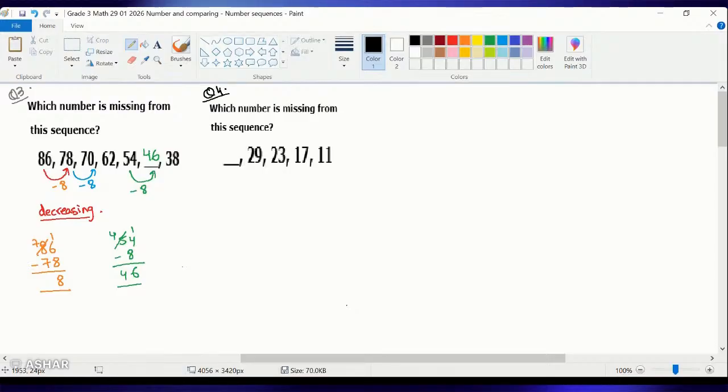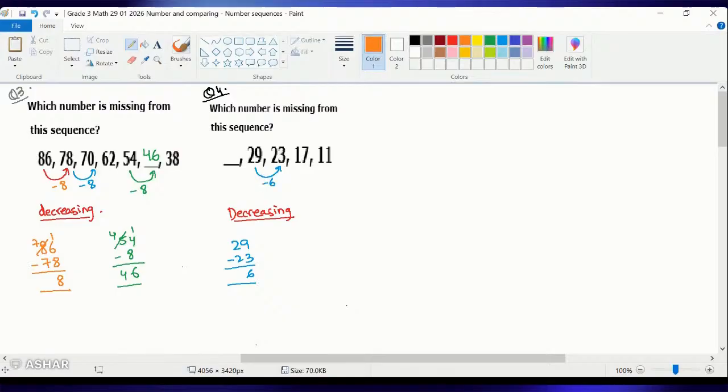What we can see is the first number is missing, but the second number is 29 and the third number is 23. Agreed? So what we can say is the numbers are becoming smaller. That means this is a decreasing sequence, right? Then let's look at the difference. What is the difference between the second and the third number? That should be 29 minus 23. It should be 6. That means 29 minus 6 would be equal to 23.